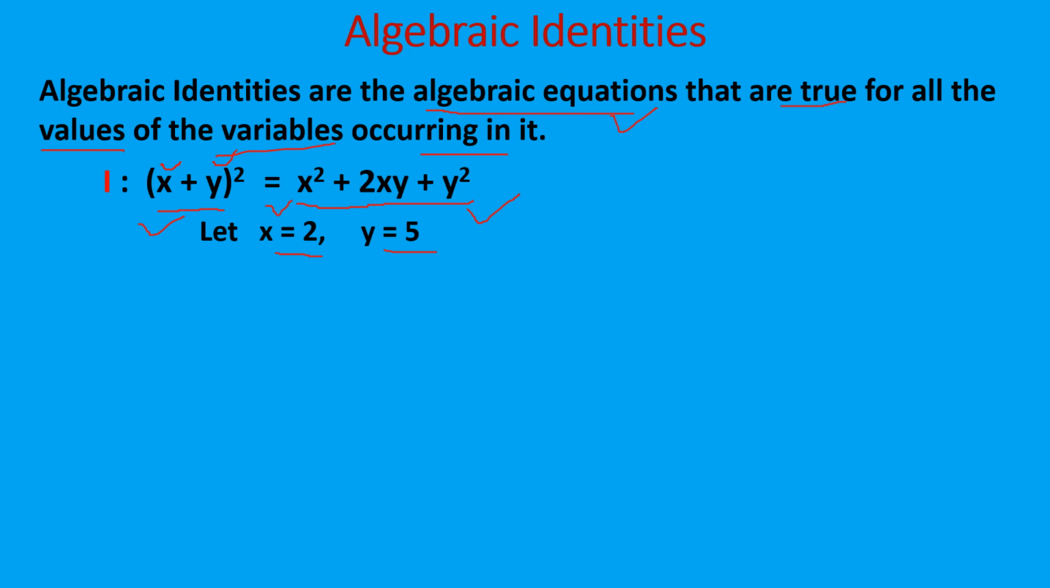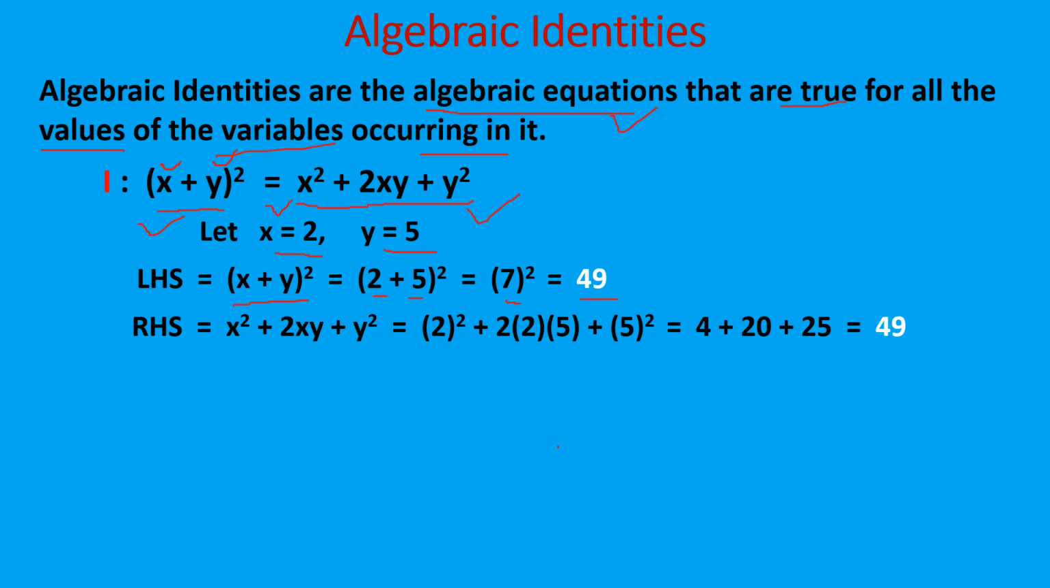Now I am putting value of x and y first in LHS. So our LHS is x plus y whole square, right? The value of x is 2. So 2 plus y is 5 and whole square. Now within bracket we have 2 plus 5, that means 7. So 7 whole square, the final value we are getting 7 into 7, that is 49. Right. Then we have right hand side.